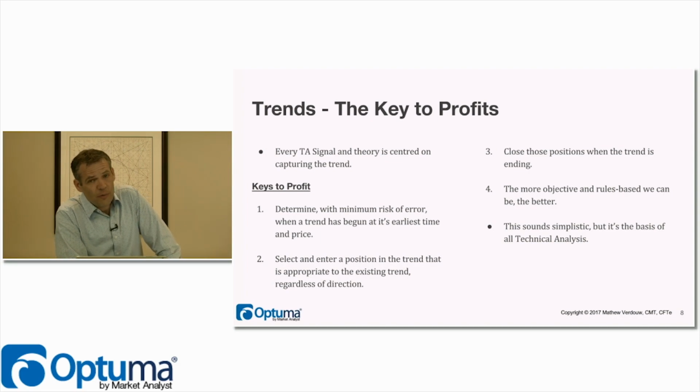We need to close those positions when the trend is ending. So just as we use analysis to find the beginning of a trend, we need to be looking for the signs that the trend is ending or the beginning of a new trend. The more objective and rules-based we can be, the better. We need to be able to take emotion out.